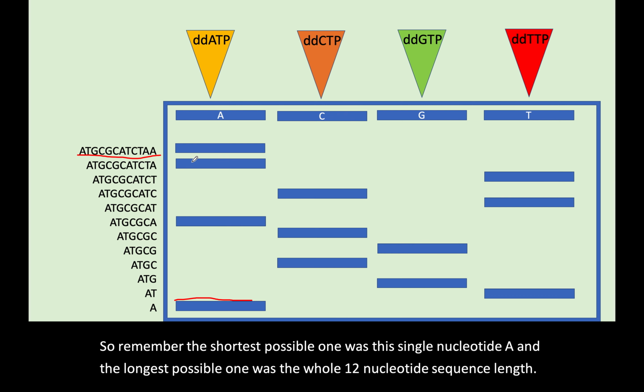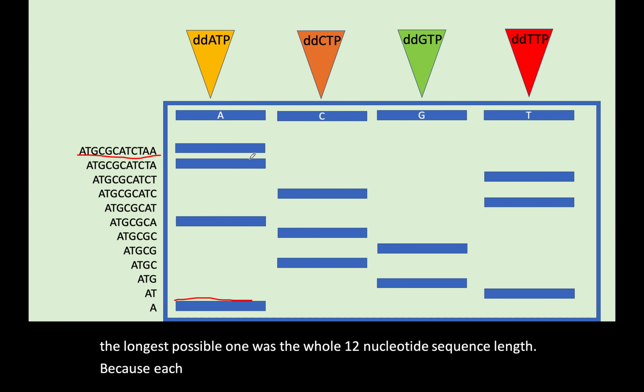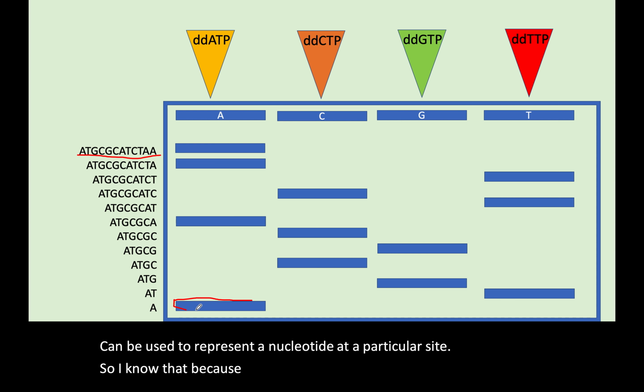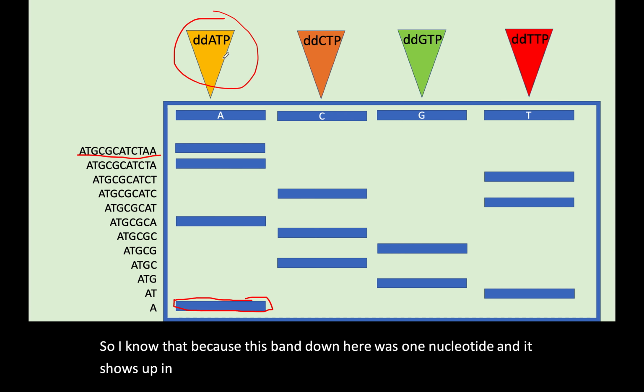Because each band represents a possible site of chain termination, I know that it can be used to represent a nucleotide at a particular site. So I know that because this band down here was 1 nucleotide and it shows up in the A column, I know that this must be an A.